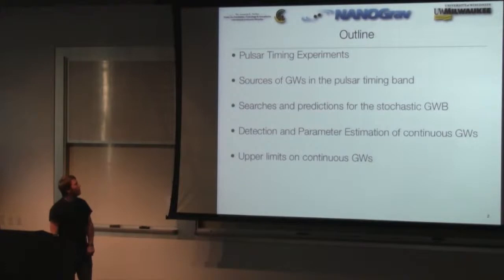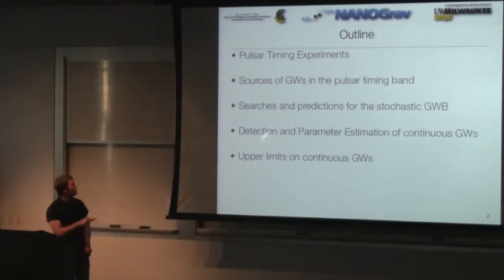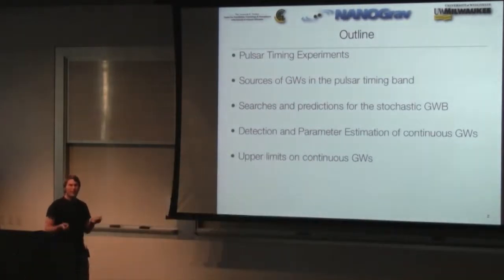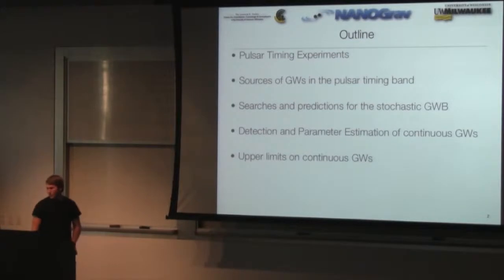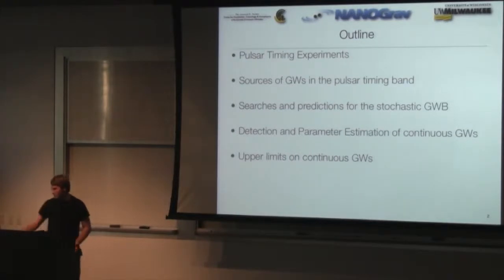And then I'm going to deal with two kinds of sources. I'm going to look at some searches and predictions of what we'd expect from a stochastic background of gravitational waves. And then I'm going to go through some stuff about how you would detect and do parameter estimation for single sources of gravitational waves that stand out above this background. And then finally, in the end, I'm going to show some upper limits that we've recently gotten on the strength of these continuous gravitational waves.